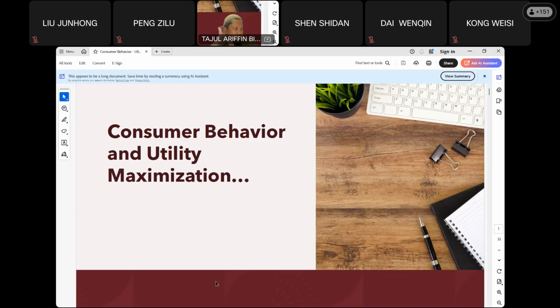Some textbooks call it consumer behavior, and other textbooks call it utility maximization. Basically, it's the same thing. We are talking about how consumers are guided in order for them to maximize their utility.